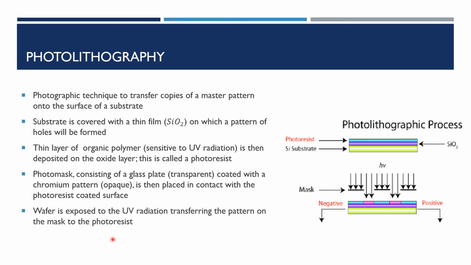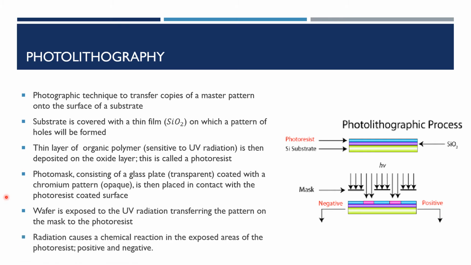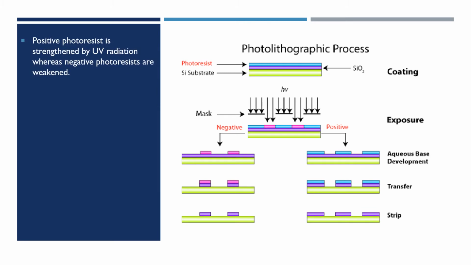Now when the wafer is exposed to UV radiation, the pattern on the photo mask will be transferred onto the photoresist. We see that the UV rays cause some chemical reaction on the exposed areas of the photoresist. Now this reaction could be of two types, positive and negative. When the photoresist layer is subjected to the UV rays, those portions could either be strengthened or weakened depending on whether they are negative or positive type.